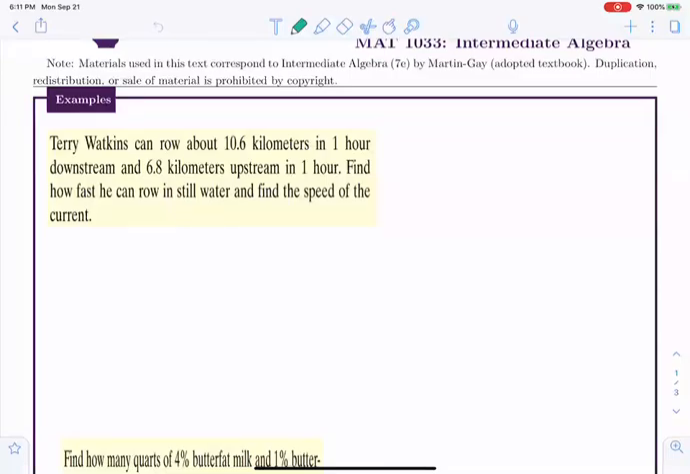Okay, so Terry Watkins here can row about 10.6 kilometers in 1 hour downstream and 6.8 kilometers upstream in 1 hour. So we have to find how fast he can row in still water and find the speed of the current. So the total speed is what we need to look at. So we have the speed at which he's going to row and the downstream speed that we have.